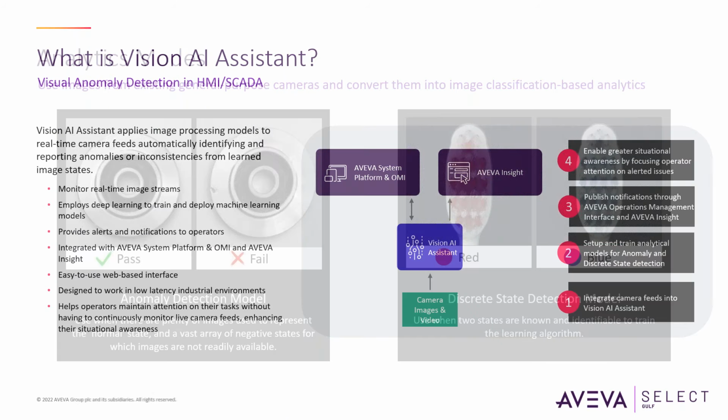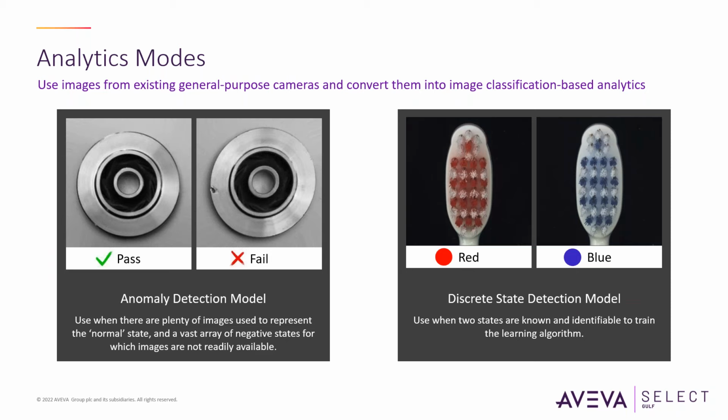Now, AI Assistant has two analytic models. We have what we call the anomaly detection model, and we have a discrete state detection model. In the anomaly detection model, as per the name, the system will understand what is a good product or a good state, and everything not good will be detected as an alarm and reported as an anomaly. So we have good and bad values.